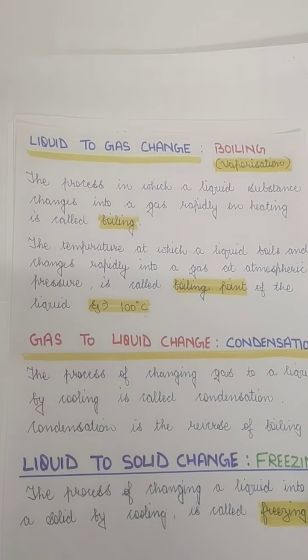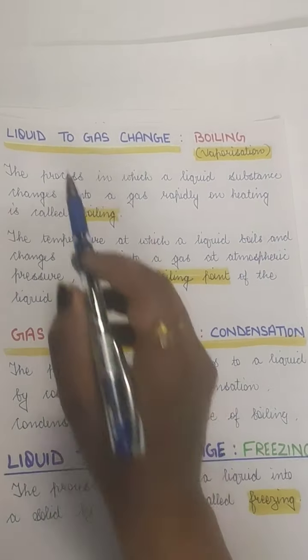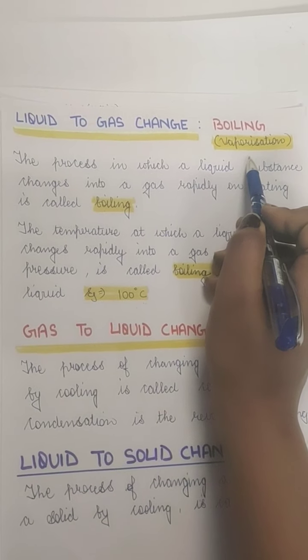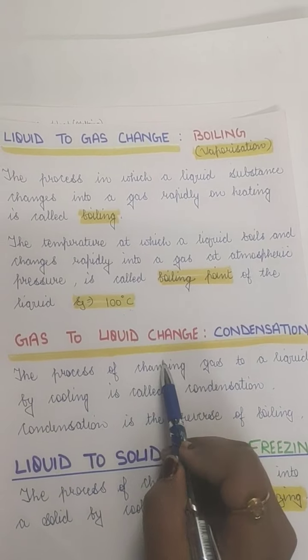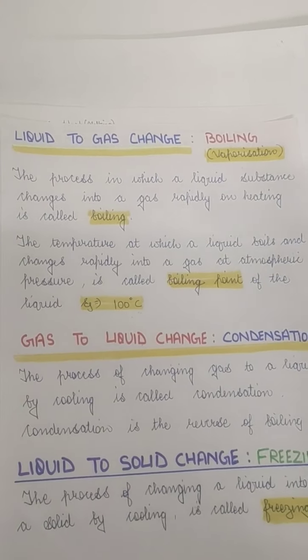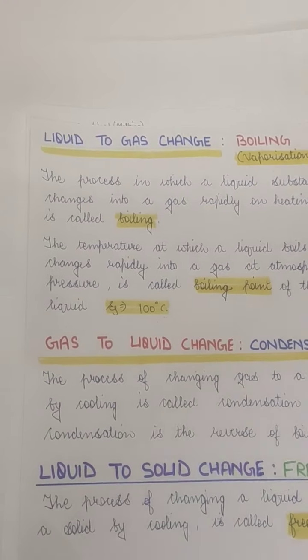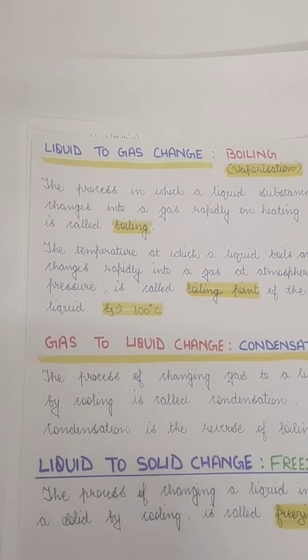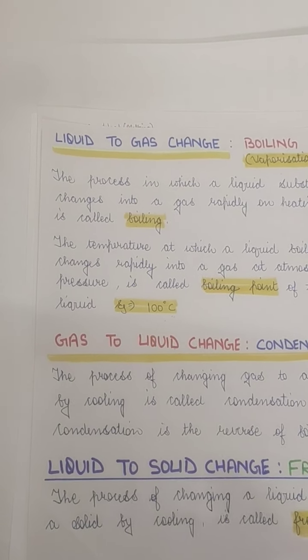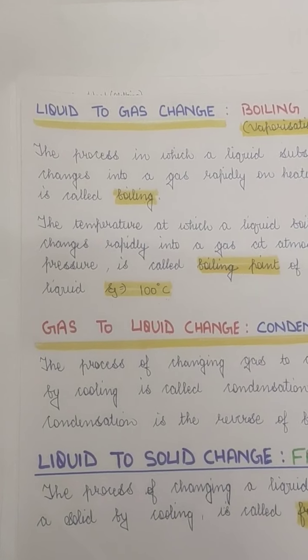So next is gas to liquid. We have learned that solid to liquid is called melting, and liquid to gas is called boiling or vaporization. Then gas to liquid, when we have to convert gas into liquid. We'll take a simple example. If you keep ice in a pan and heat it for a while, you'll see that the ice is converting into water.